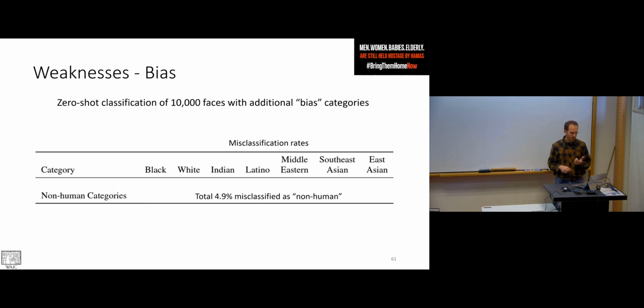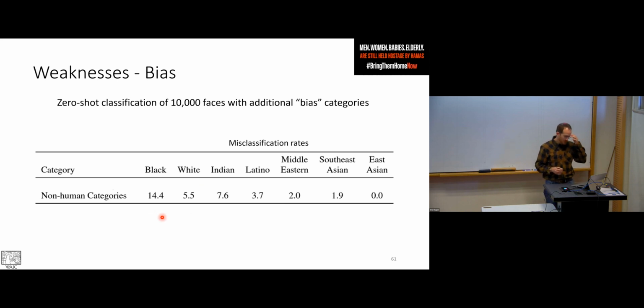They also tried to add some non-human categories, so you can classify the faces into a person, a woman, and so forth, but you can also classify them into a gorilla or some others. Then less than 5% were misclassified. So overall, it's not a bad thing. But if you break down this 4.9% into different ethnicities, then there is some problem here.